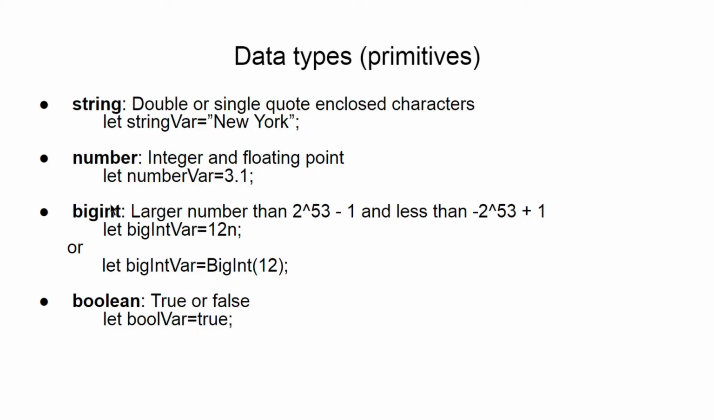The next data type is BigInt. It can store numbers larger than 2 to the power of 53 minus 1 and less than minus 2 to the power of 53 plus 1. Okay, this variable can store all the integer values that a number type can store, and larger numbers.